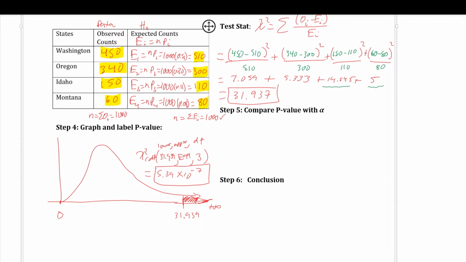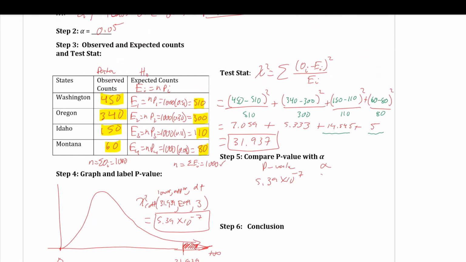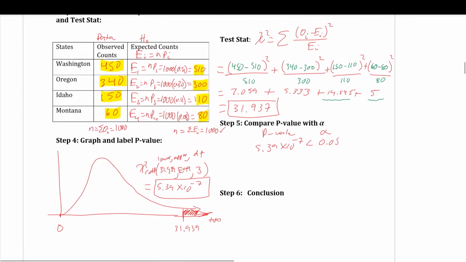So now we're going to compare the p-value and the alpha here. Again, our p-value and our significance level are, well, your p-value is 5.39 times 10 to the negative 7. Significance level was from step 2, which is just 5%. And your p-value is definitely less than your significance level.